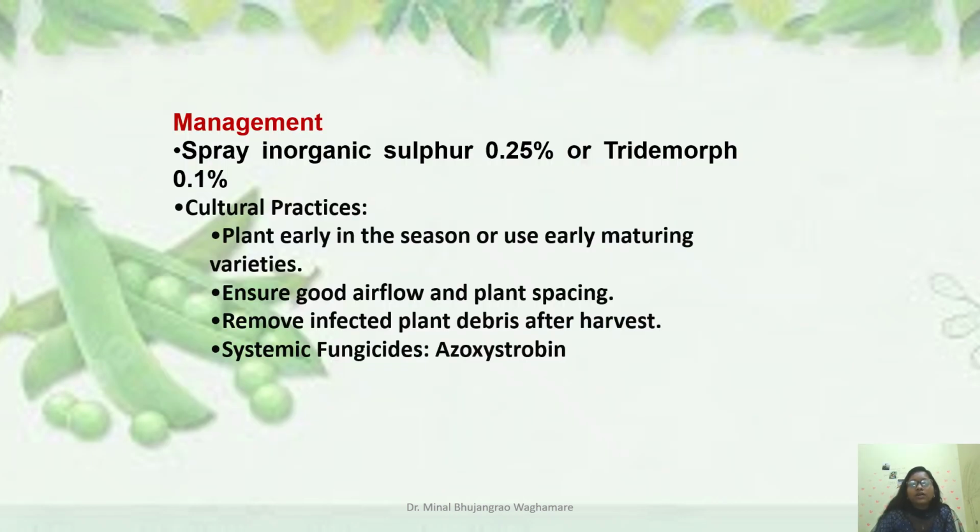Coming to the management, wettable inorganic sulfur at 0.25%, that is 2.5 gram per liter, can be sprayed as a foliar application. The first spray is provided when initial symptoms appear, and the second spray after 15 days. Other cultural practices such as using early maturing varieties, and ensuring proper air circulation, airflow and plant spacing. Remove powdery mildew infected plant debris after harvesting. Azoxystrobin foliar spray can be provided.